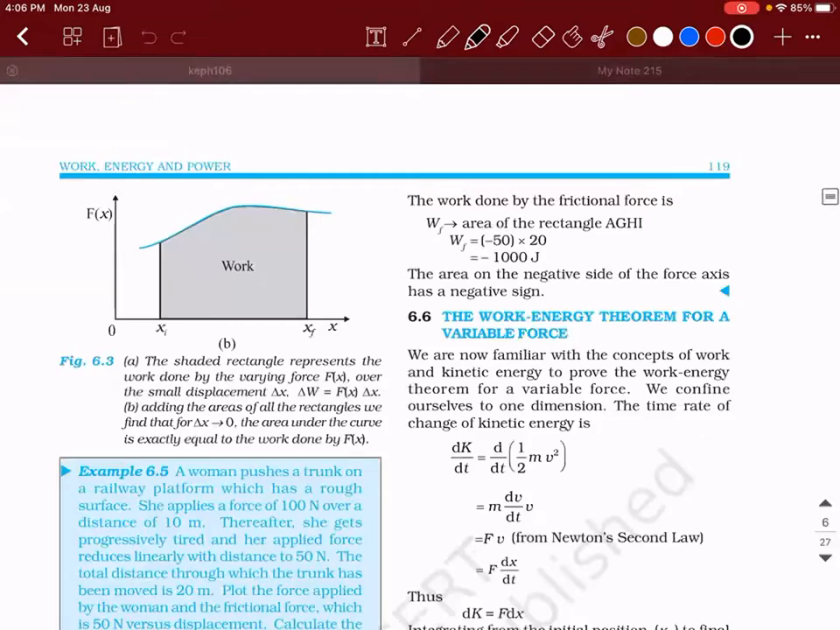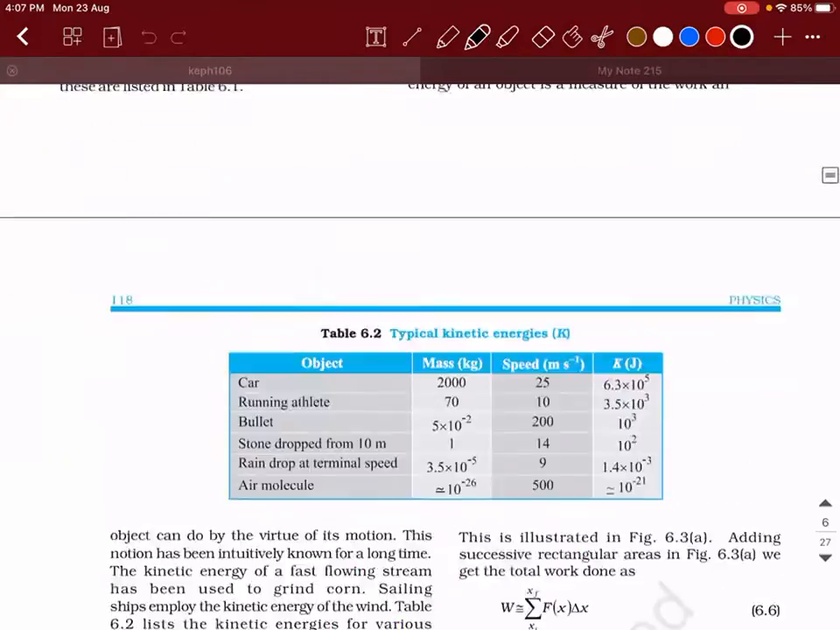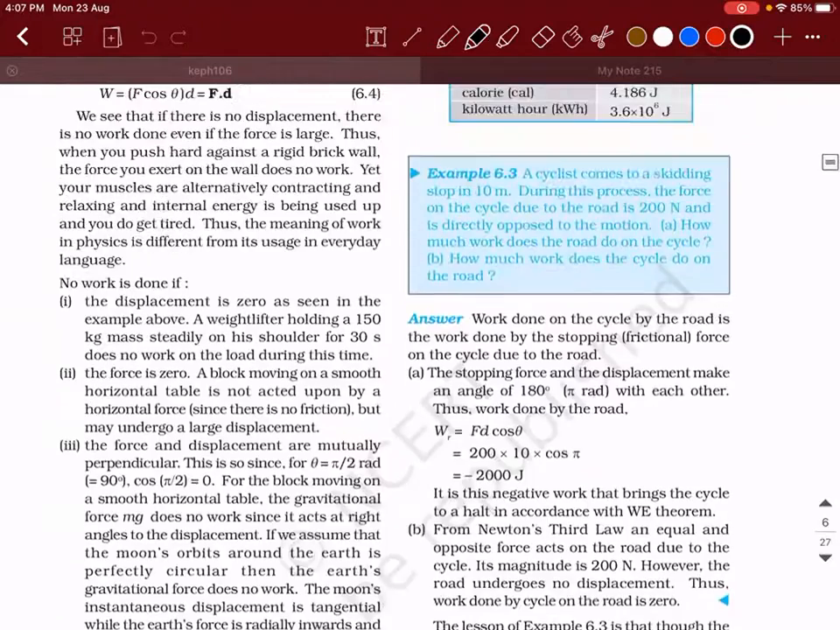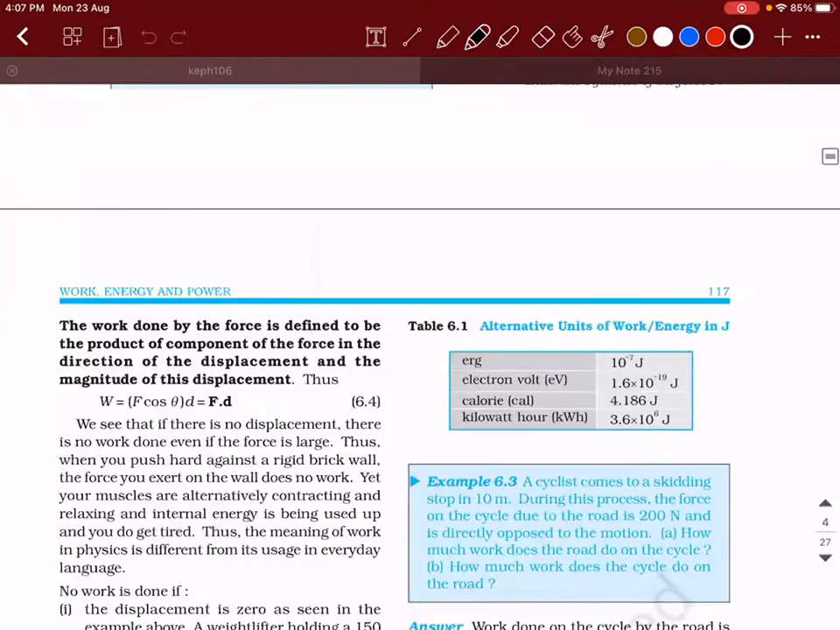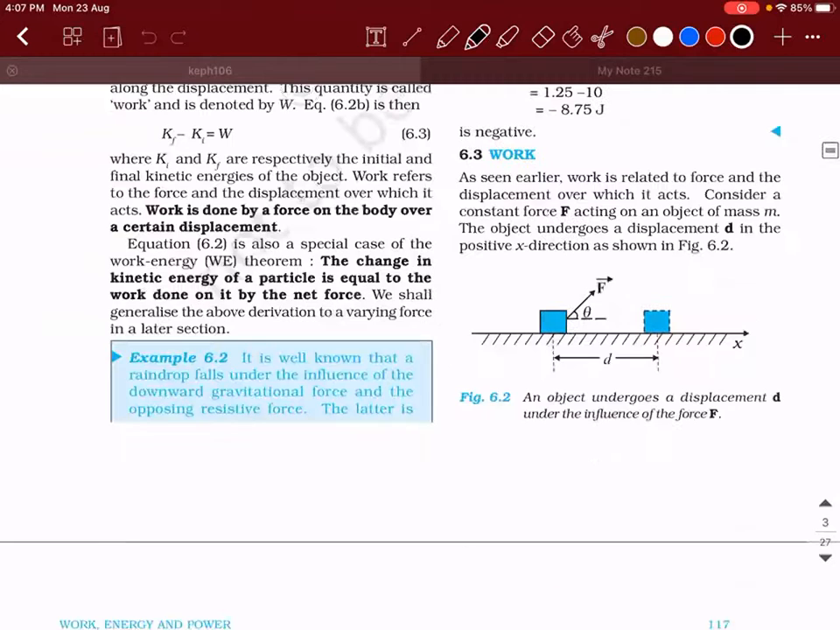Now see, I'll be discussing some problems. I think we did 6.1, which is based on the concept of projection and all those things. Let's start with example 6.2.